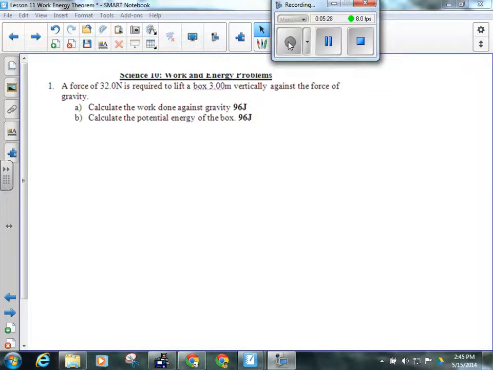Work. Okay, that's how you calculate work. You calculate work by going force times distance, but that's not what work is. What is work? Work is a transfer or change in energy. So, in this question it says 32 newtons of force is required to lift a box 3 meters vertically against the force of gravity. So, I have been given a force, okay, and that is 32 newtons. And I'm told a distance or a height, doesn't really matter. They're both the same in this case, okay? And that distance is 3.0 meters.